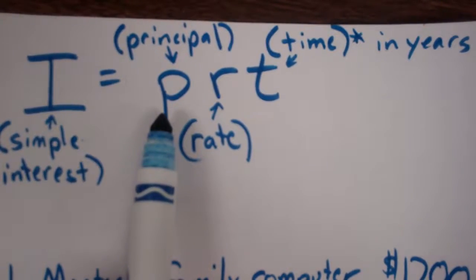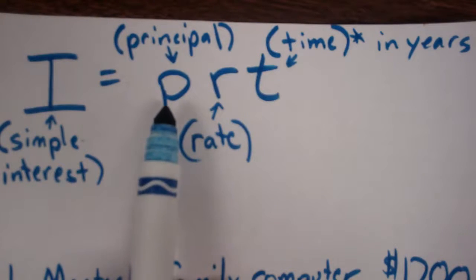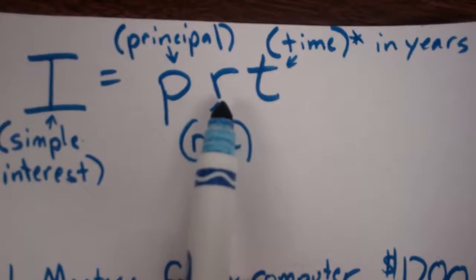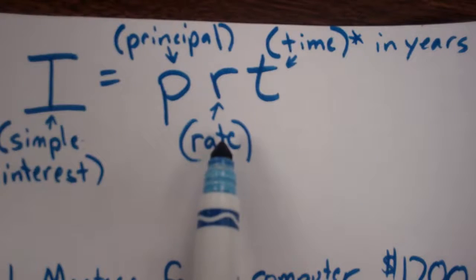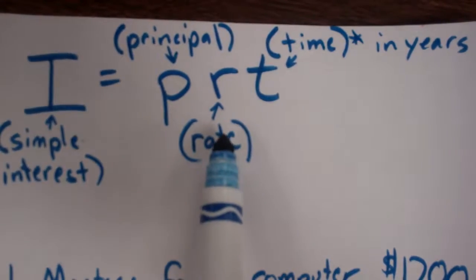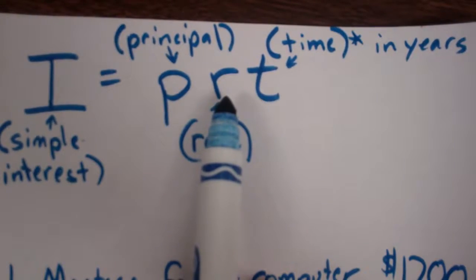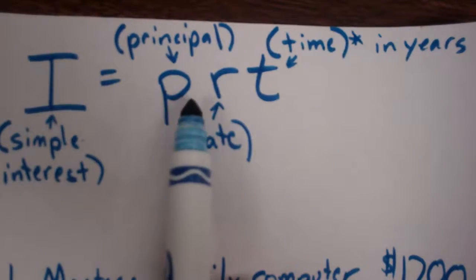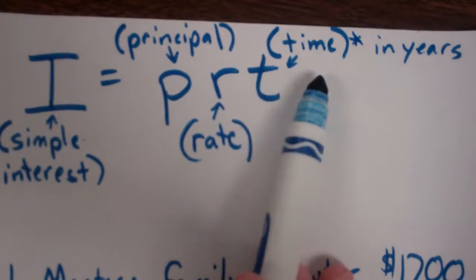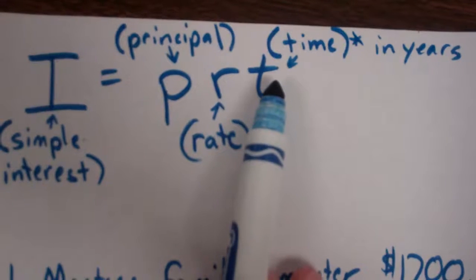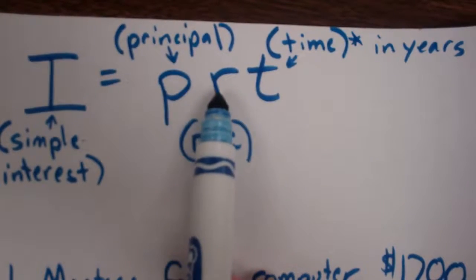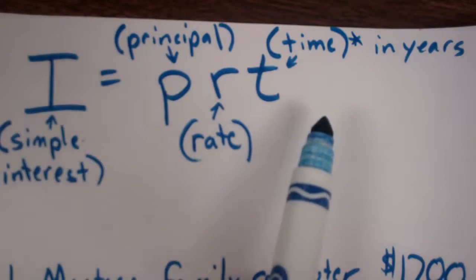Principal is the amount of money that has been lended or borrowed. Rate is the percentage that's been agreed upon. I'm going to pay a certain percent on top of that principal once I pay it back. And then the time. The time is always in years, unless otherwise stated, but that's principal times rate times time in years. So let's do a couple problems.